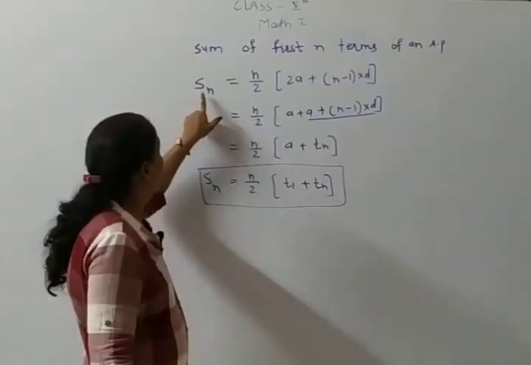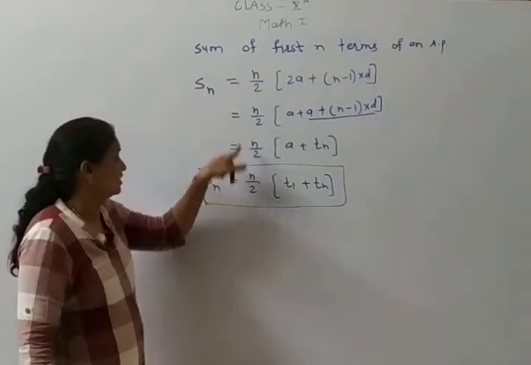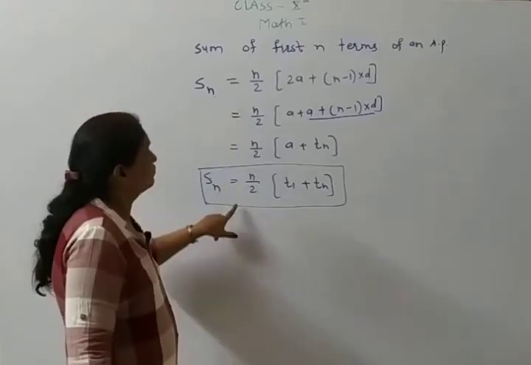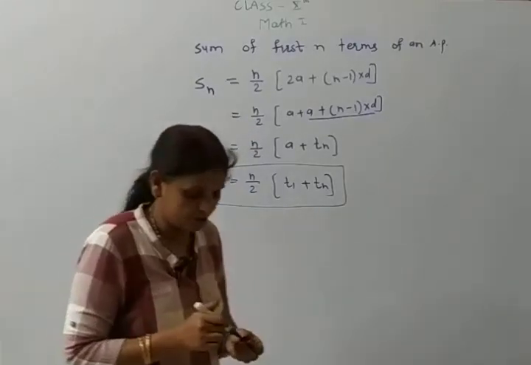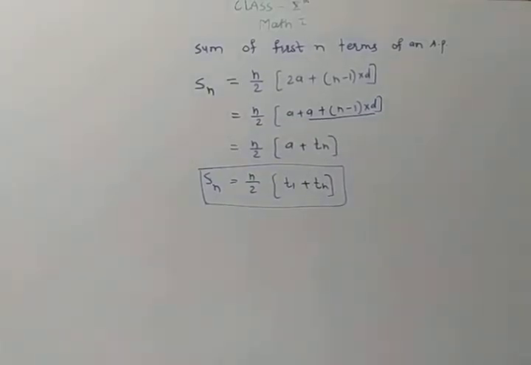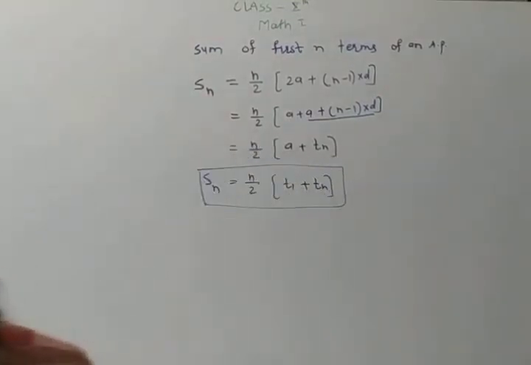Okay, here this is the first formula of Sn and this is the second formula of Sn: Sn equals n upon 2 into (T1 plus Tn). By using this formula, we can solve exercise 3.3. Our exercise 3.3, question number 1, is an activity.